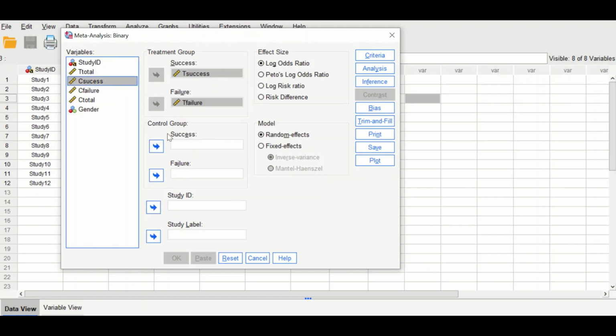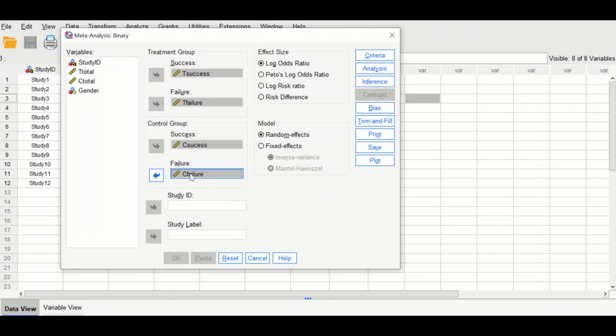And for the control group, move the control success into this part here, and the control failure into this part. And for the study ID, select the study ID and move it to the section here. So here we have 2 groups, treatment and control, and the event happening in the treatment is selected for the variable for that one, and for no event, and similarly for the control group.